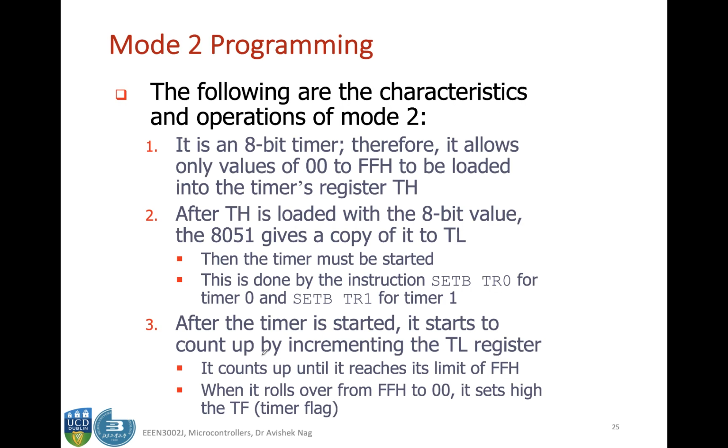So let's go to mode 2 programming. So far all the examples were for mode 1, that is the 16-bit mode. Now let's see how the mode 2 works. So the following are the characteristics and operations of mode 2. So basically it is an 8-bit timer. Therefore it allows only values from 00 to FF, okay?